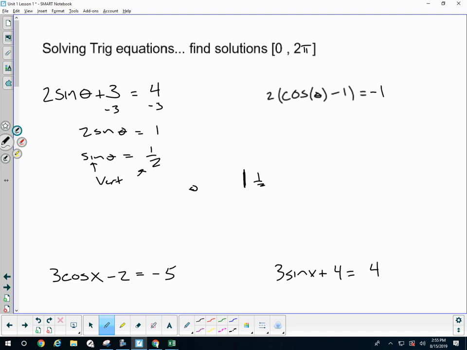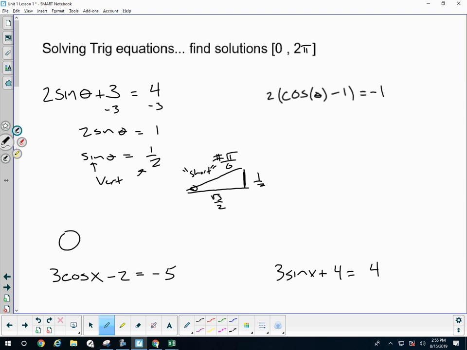I know a triangle whose vertical side length is 1/2. It is a 30, 60, 90 triangle whose horizontal side length is √3/2. This is a pi/6 triangle, or a short 30, 60, 90 triangle. I need to find the pi/6 locations that give me sine values that equal a positive 1/2.